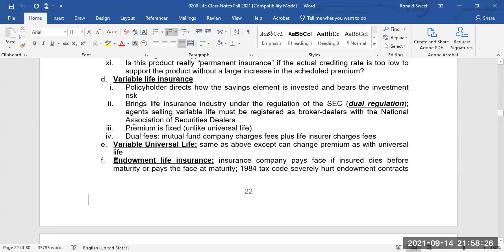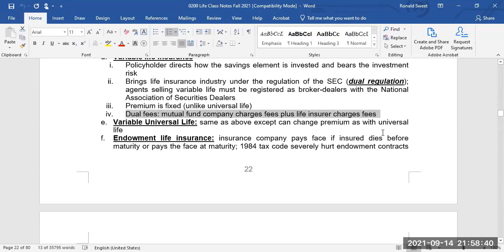The premium is fixed, so you have to pay the premium. This isn't like universal life. So you got to pay this premium, but your cash value can move all over the place. And you're adding another layer of fees, because what these products do is they're essentially sticking you in mutual funds as the cash value, and then they've got to pay the fees. So you got another layer of fees on there.